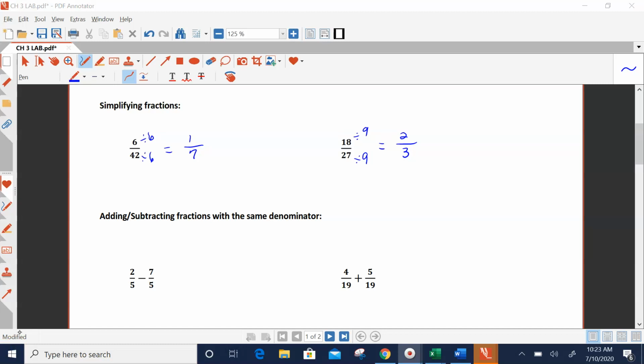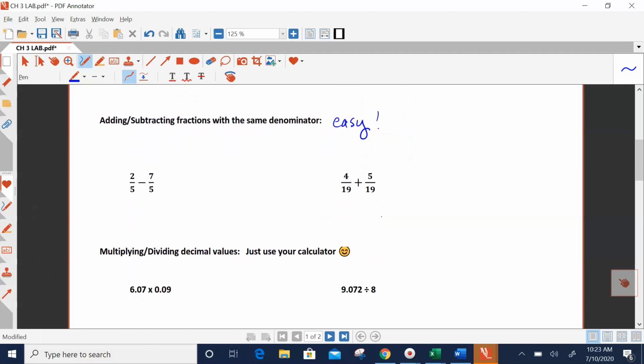Another concept we're going to look at is adding and subtracting fractions when they have the same denominator. This is the easiest type of problem to work when you're adding or subtracting. So let's just remember the rule when we're adding or subtracting fractions. When the denominators are the same, which is nice, all we need to do is add or subtract the numerators and put that over the common denominator.